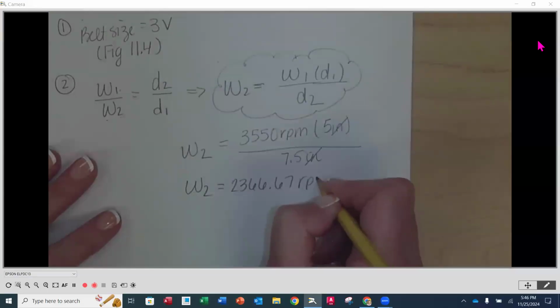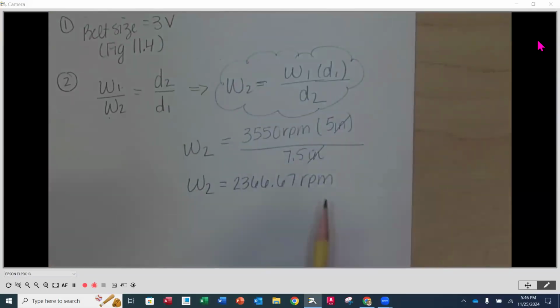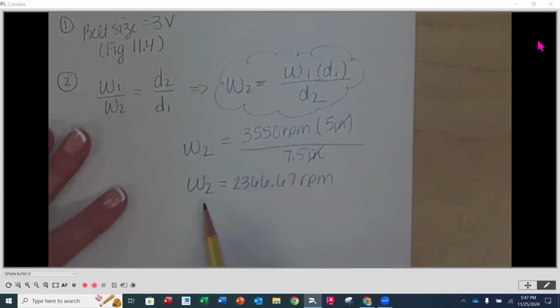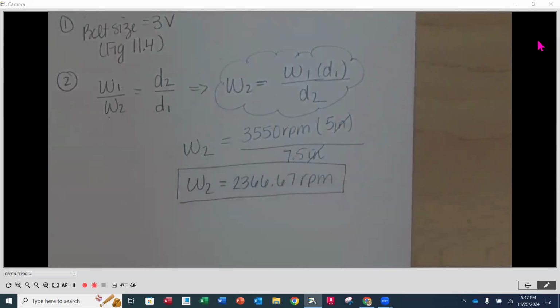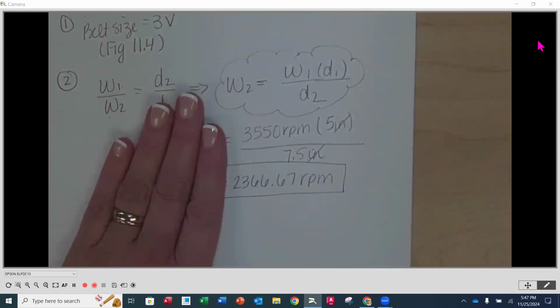And that's going to be RPMs, right? Did anybody else get that same number? Then you put a box around it. The other thing is, make sure that you label your variable with the value that you got. Do not put a box around a number, just 2366.67 RPMs. I want to know what that is.